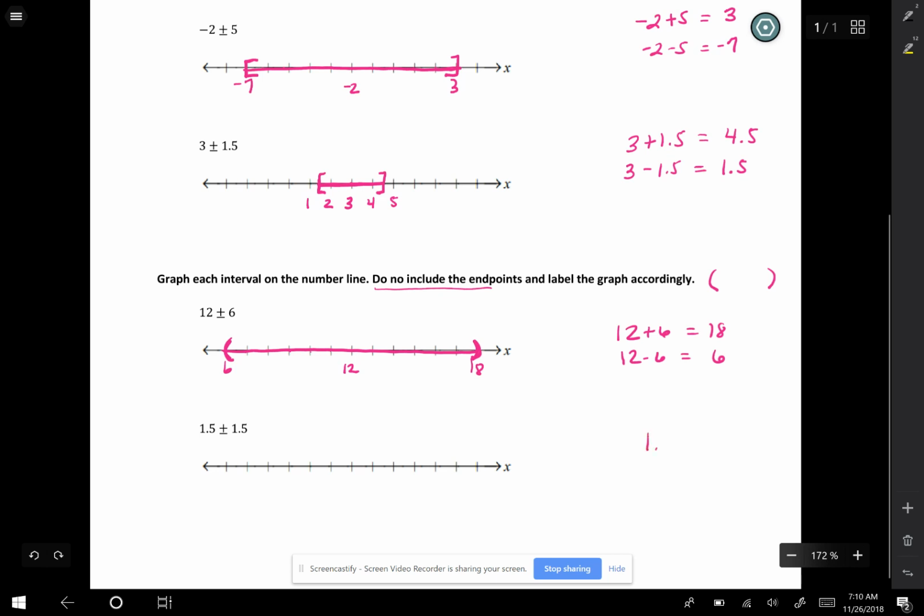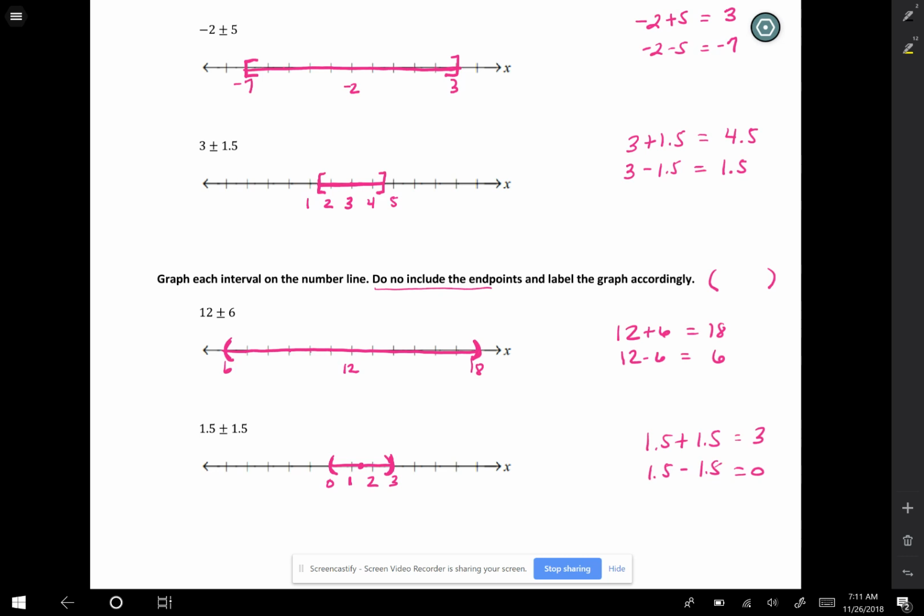And then the last one, 1.5 plus 1.5 and 1.5 minus 1.5. So we would get 3 and we would get 0. So 1.5 would be right here. So we go from 0 up to 3, not including the endpoints, we put the parentheses. And that's all you have to do on these. And like I said, this is to prepare you for the confidence intervals in the next couple of lessons.